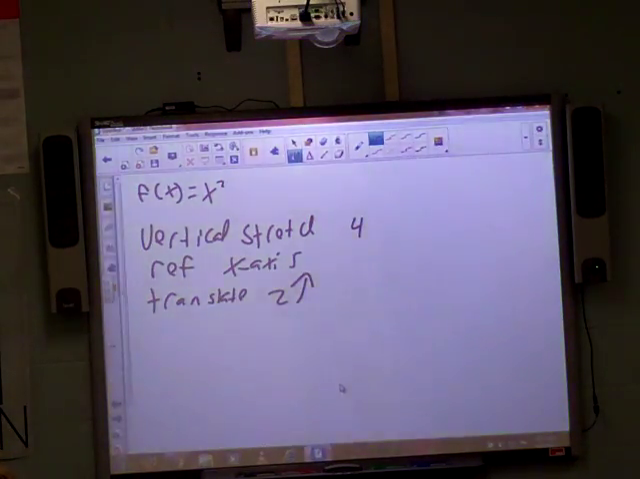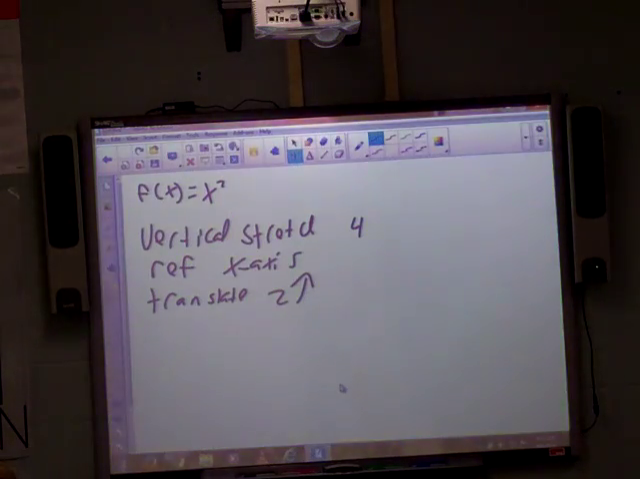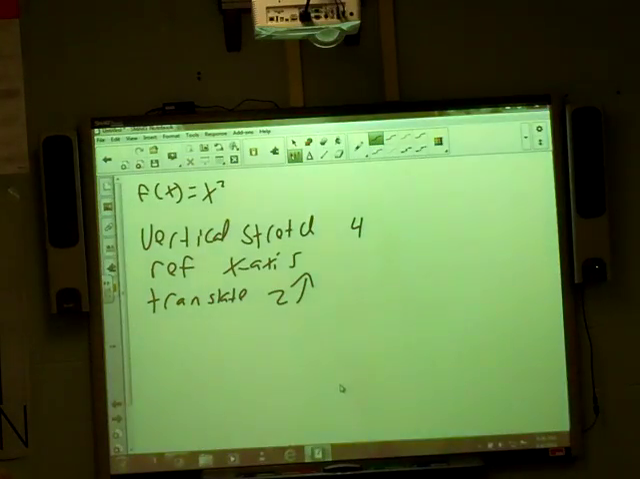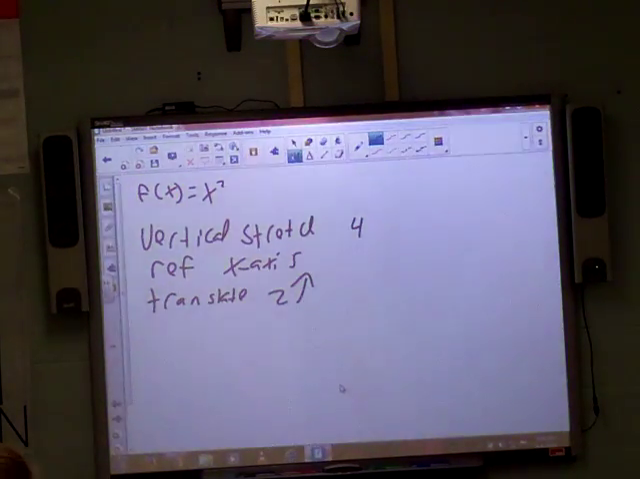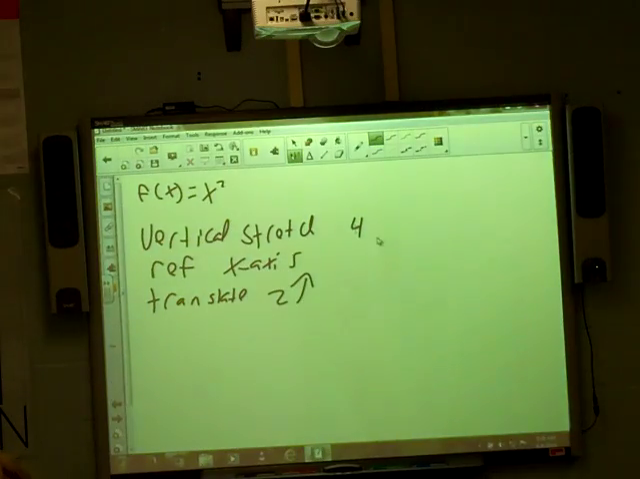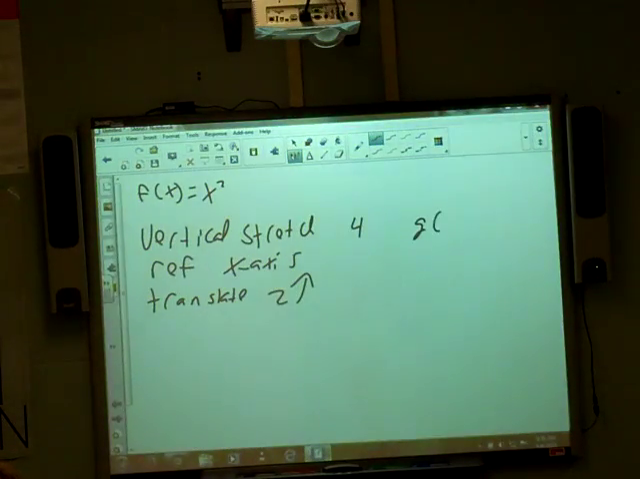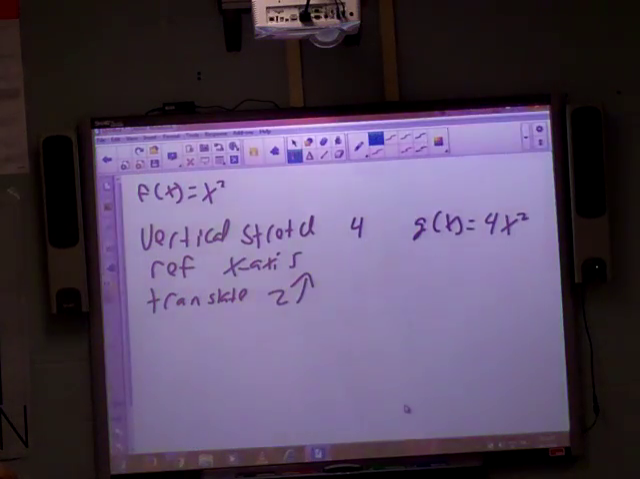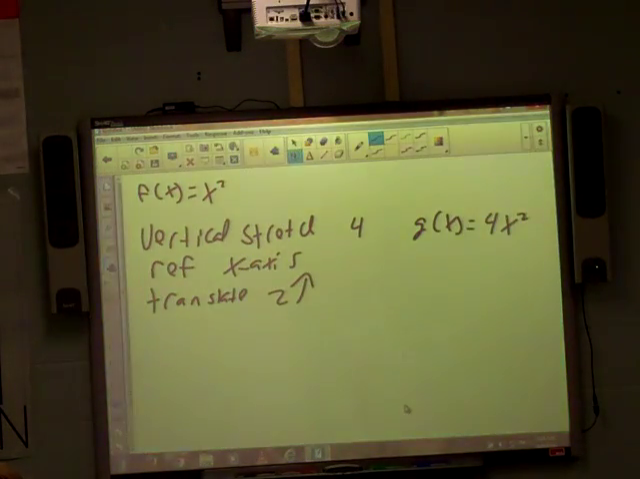Vertical stretch of 4. If I'm going to vertically stretch by 4, does the 4 go just out in front of the whole thing or does it go in a parenthesis? Out in front of the whole thing on vertical, okay? So to start off, it's going to say g of x equals 4x squared. Okay, we're good so far, right?